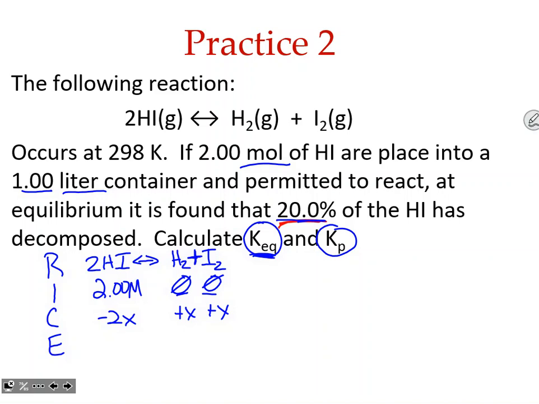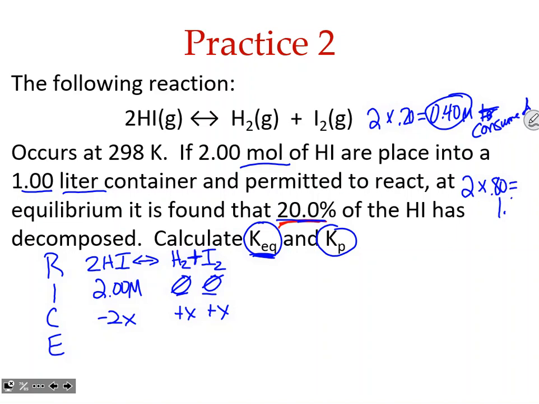So we have the 2 times 0.2, which gives you 0.4. This is how much is consumed, let's put consumed, not lost. That changes over into product. Or if you do the 2 times the 0.80, that tells you that 1.60 would be left at equilibrium. So you can do it either way. So 2 minus 0.4 gives you 1.6, right? So this is 1.60.